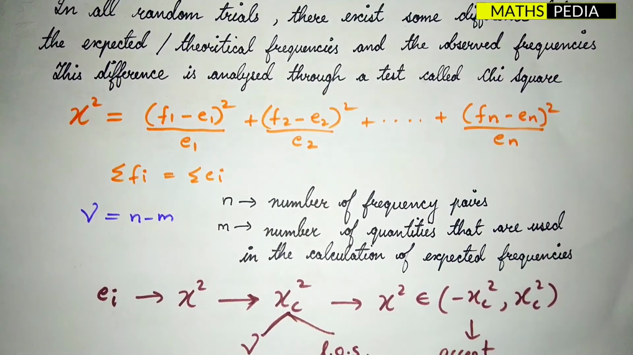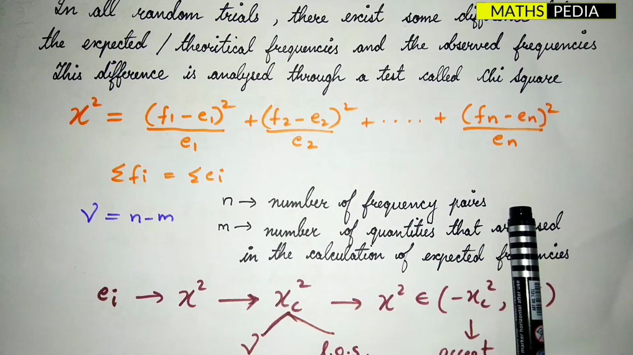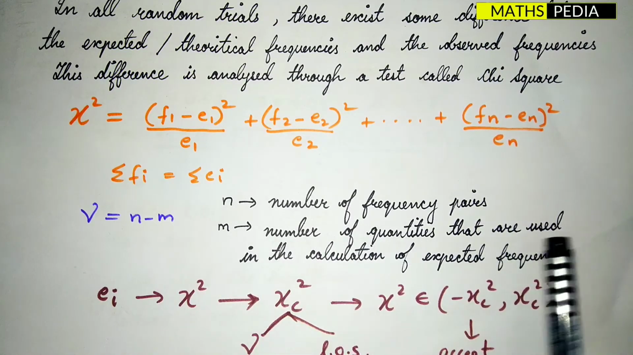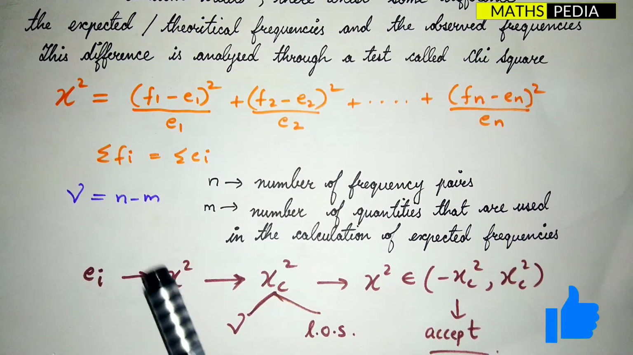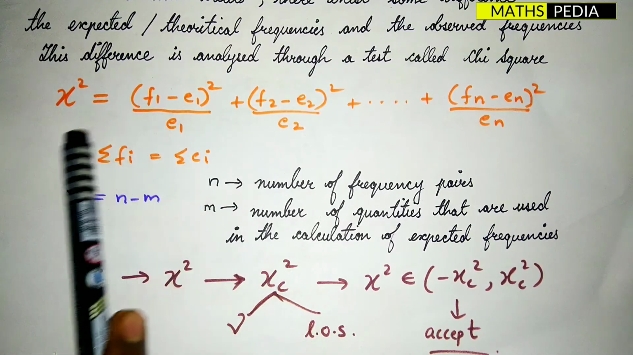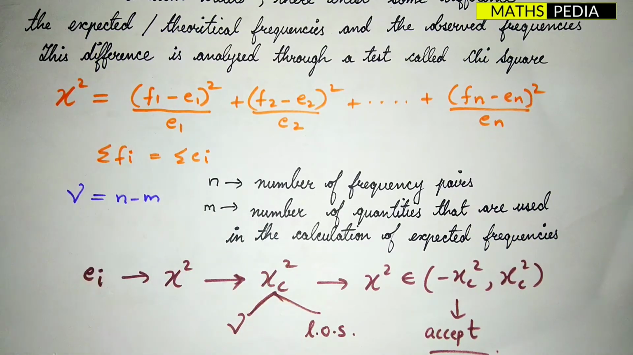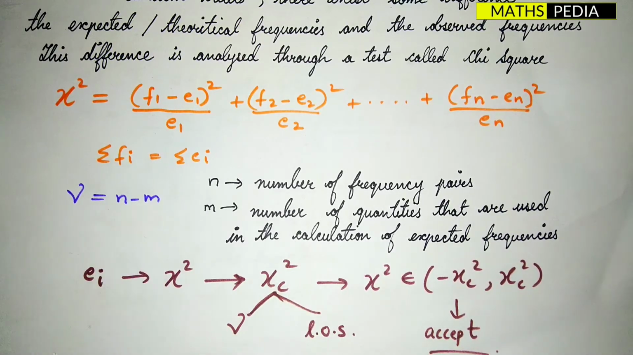Now the next thing is the degree of freedom. It's the same thing, but the formula has slightly changed. That is n minus m. What is n? N is the number of frequency pairs and m is the number of quantities that are used in the calculation of expected frequencies. Always remember, m will be at least 1, because we are going to use this quantity. It might be 2 also in some cases. We'll take up the problems and discuss wherever m will be 2. The number of frequency pairs depends upon the question, and so n minus 1 will give me the degree of freedom.